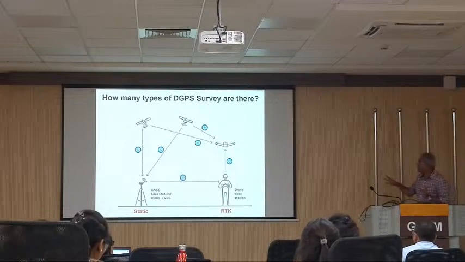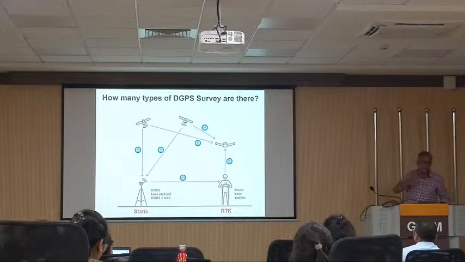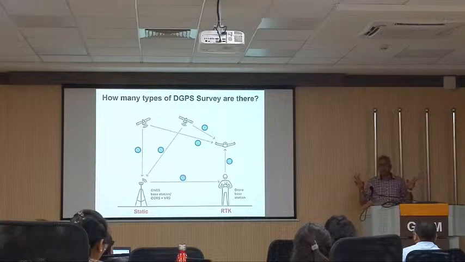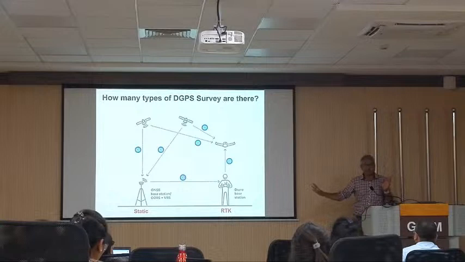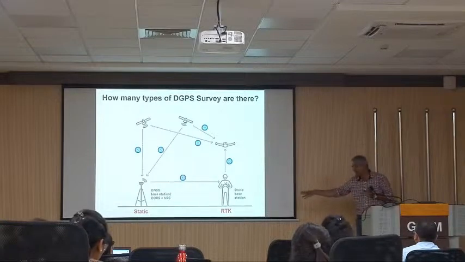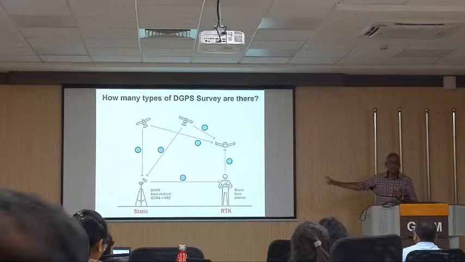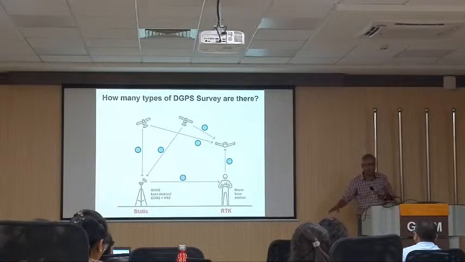Okay, again, when we talk about DGPS, the demonstration that we are going to do right now is with the DGPS system. There are again two types of survey: one is called a static survey, another is called a kinematic survey, right? I mentioned RTK, but basically it's a kinematic survey and a static survey. What does it mean?